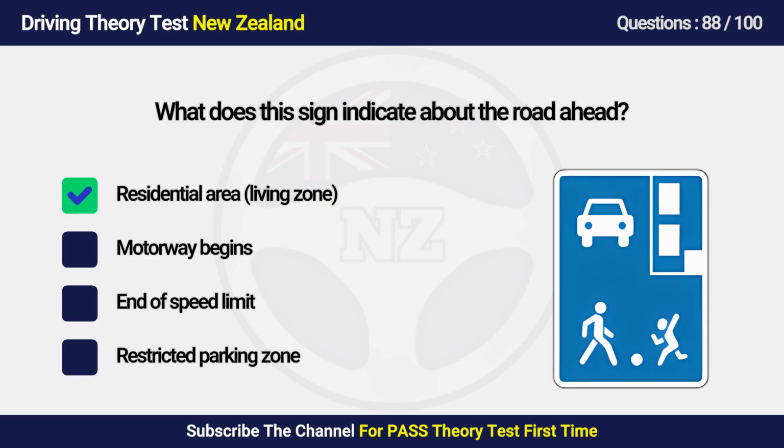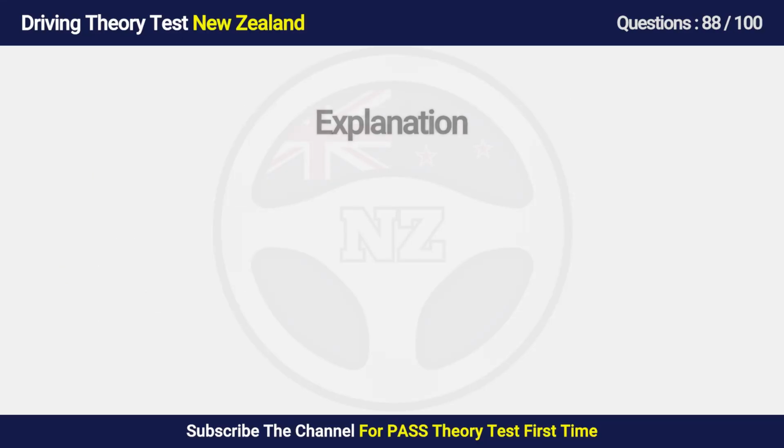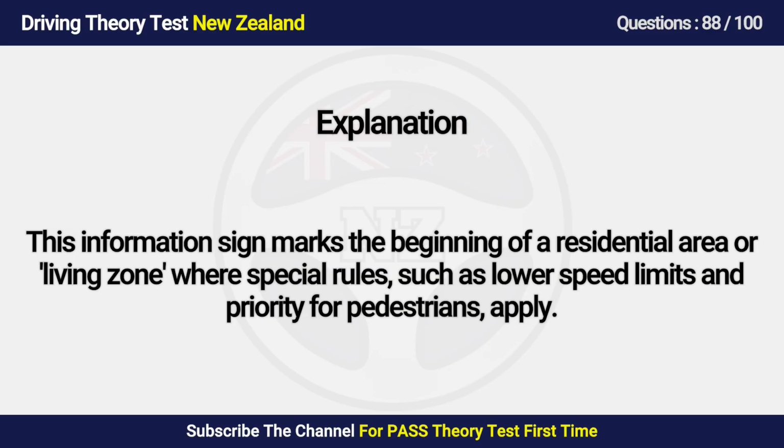Answer is A. Residential area living zone. This information sign marks the beginning of a residential area or living zone where special rules, such as lower speed limits and priority for pedestrians, apply.